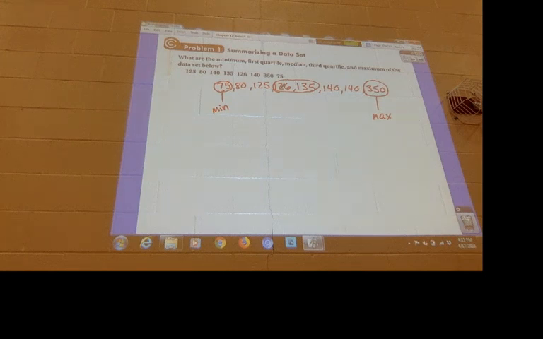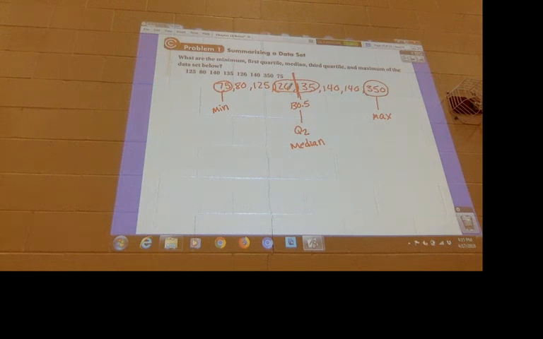Oh, snap. Hold up. 130.5. So I'm going to write 130.5 here. That is my Q2, or my median. Okay, I had an even amount of numbers. I'm going to draw a line right here because that was where 130.5 fell between those two, right?